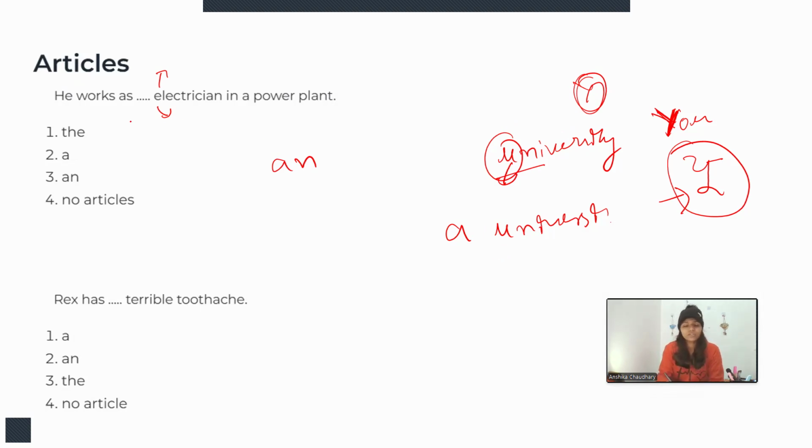Moving back to our sentence: he works as an electrician. Electrician starts with the sound E, right? So here we will be using "an": an electrician in a plant. So that will be correct. Moving next, Rex has a terrible toothache, right? Here we are talking about a noun complement, which is toothache. So we will be using "a" to refer to that noun complement.